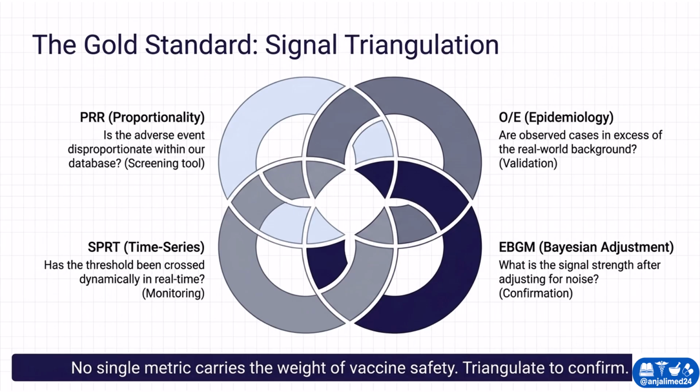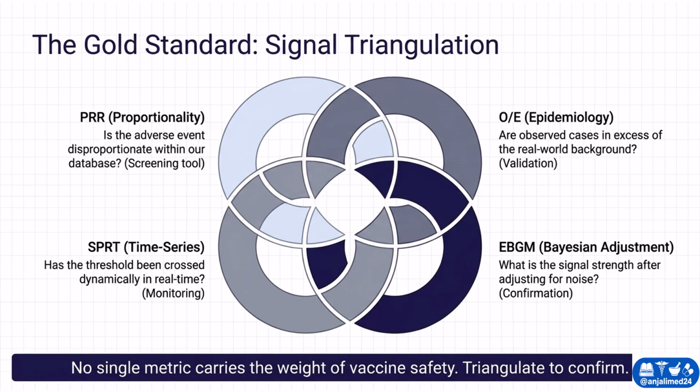The fourth component is EBGM or empirical Bayesian geometric mean analysis. This method adjusts for statistical noise and instability, especially when dealing with rare events or small sample sizes. Bayesian adjustment reduces the likelihood of false positive signals caused by random fluctuations. EBGM essentially asks, after correcting for noise and uncertainty, how strong is the signal really? This acts as a confirmation layer. When all these methods point in the same direction, confidence in the signal becomes much stronger. But if only one method shows concern while others do not, investigators must interpret the findings cautiously.